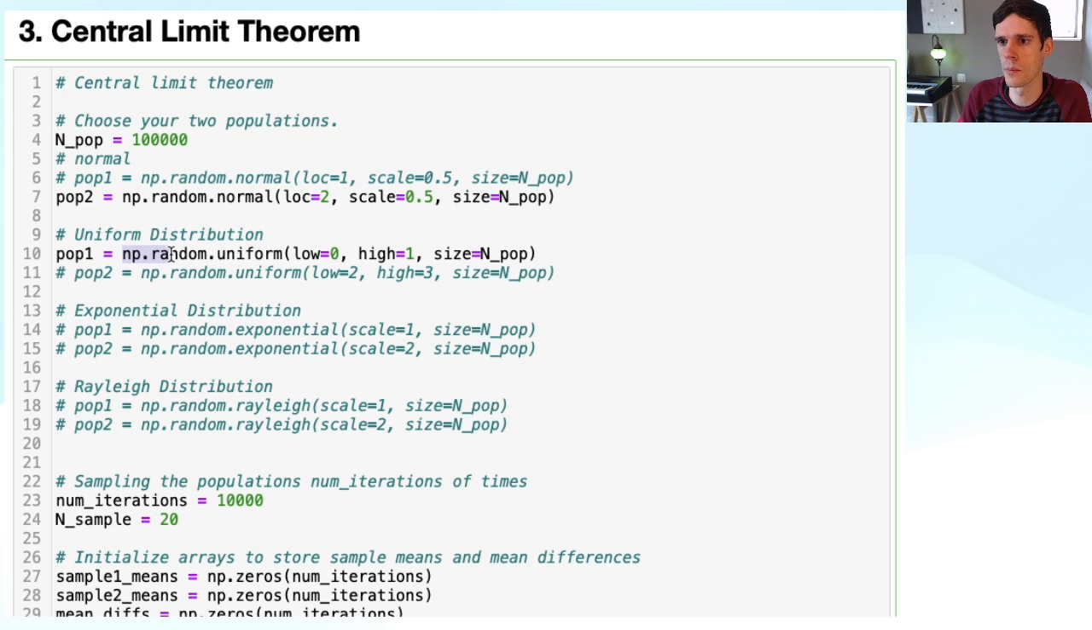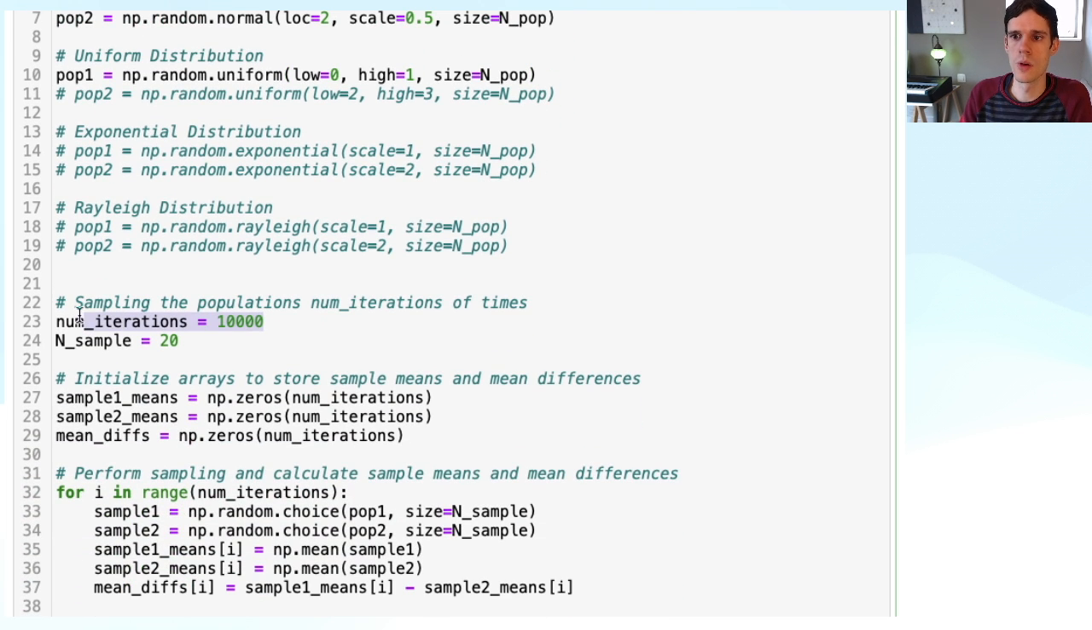We just have numpy.random and now we have .uniform instead of .random. The uniform distribution is a distribution where each value is equally likely to occur. The only parameters that we need to provide are the lower bound, which we put to 0, and the upper bound, which we put to 1. The size is of course again the amount of data points that we want to generate with this overall distribution. And the rest of the cell is exactly identical.